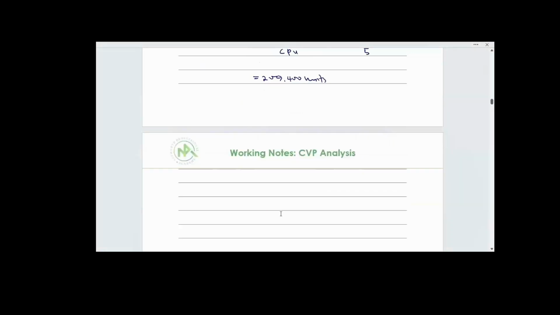So I would then say number C, we want to determine the number of units to achieve a targeted profit after tax of 100,000 Naira. Because the examiner has given us targeted profit after tax, we need to convert it to profit before tax.